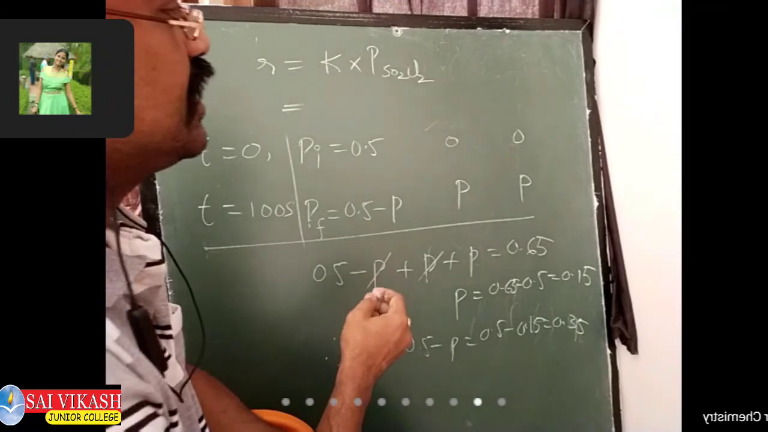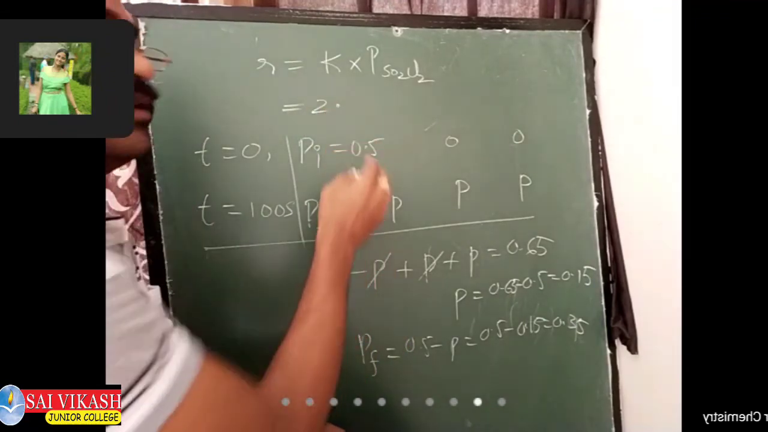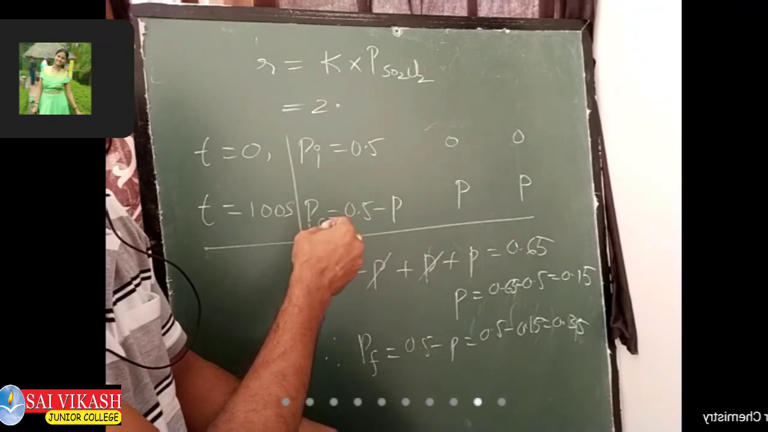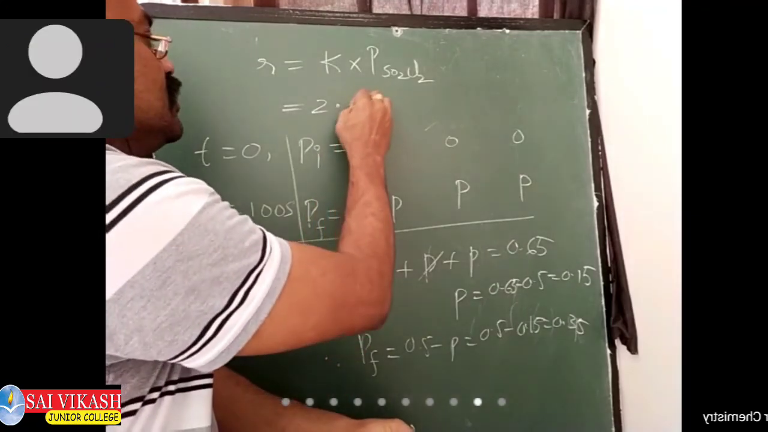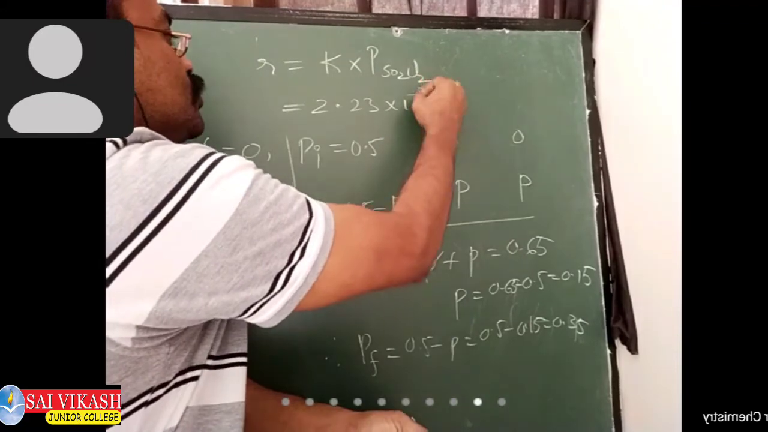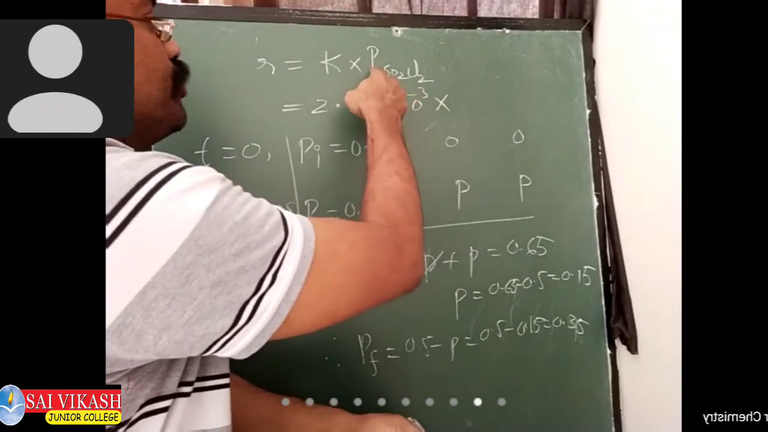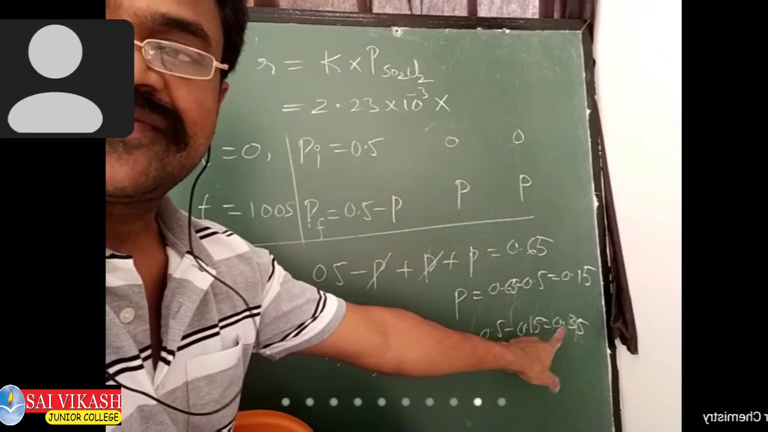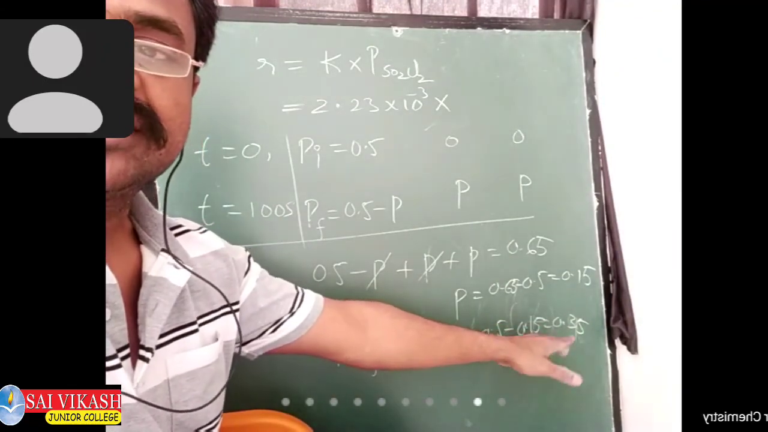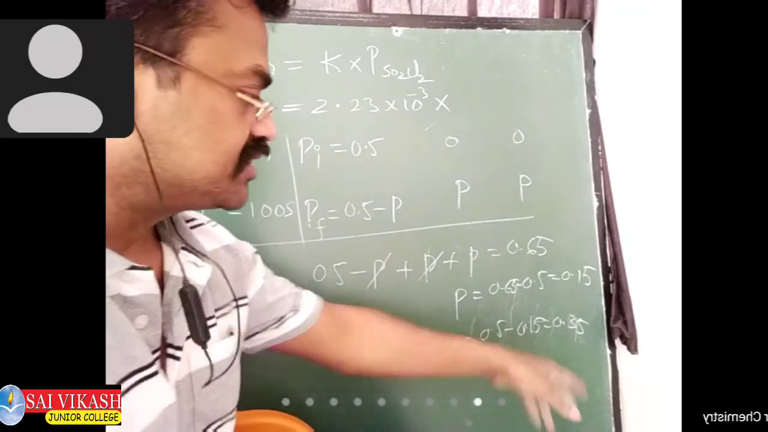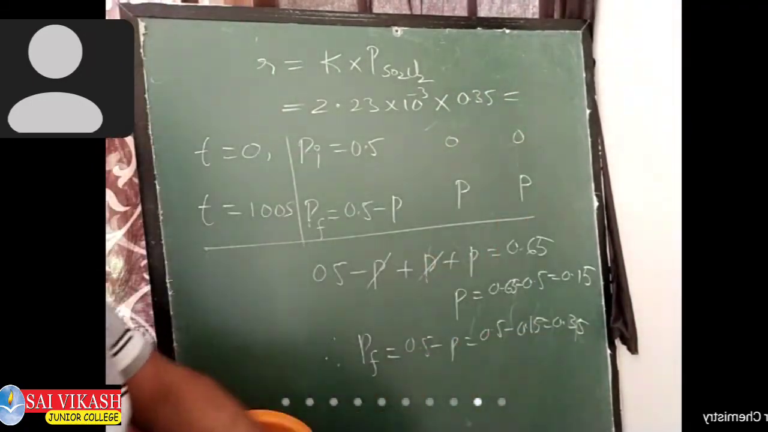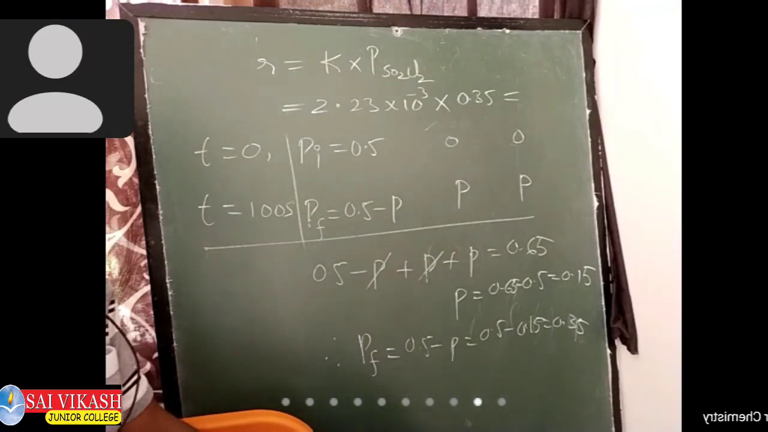Now substitute the K value. How much did K come? 2.23 into 10 power minus 3 into the partial pressure of SO2Cl2 final. We got it, this is the final pressure after 100 seconds. If the total pressure is 0.65, this is 0.35. So this is your final answer. You will get the rate.